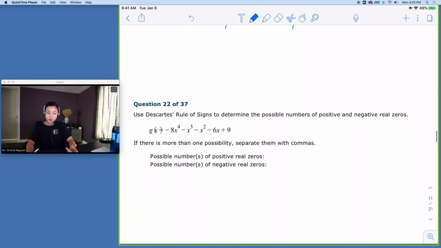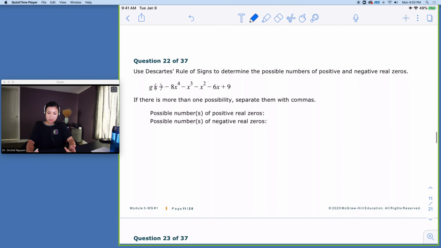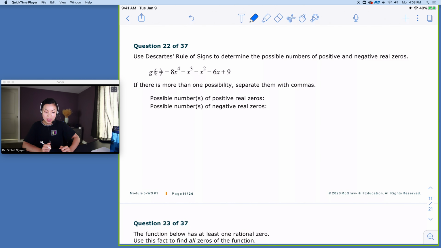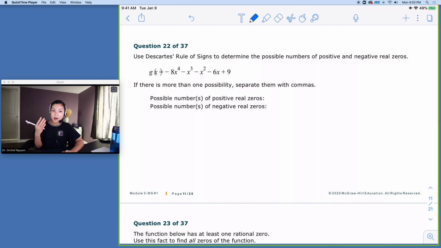Now, Descartes' rule of signs. So how do we do that? For positive, we're going to keep that positive and you look for the change in sign, right? So I'm just going to copy this, the positive one. You can see how many times we go from a positive to a negative or a negative to a positive. Only one time, from a negative to a positive here. We have negative, negative, negative, then we change to positive. So the possible number of positive real zeros is only 1.